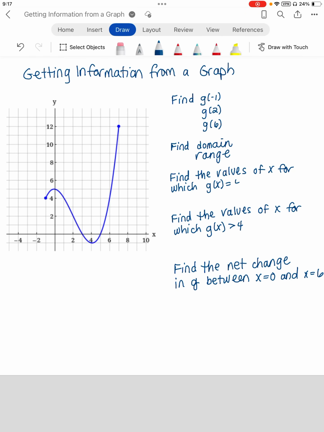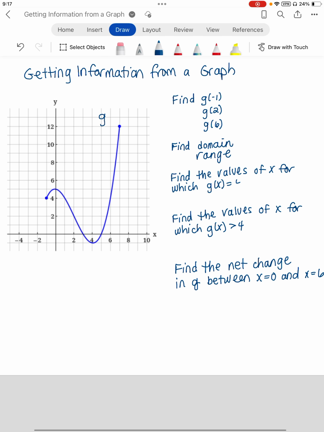In this video, we're going to talk about using a graph to get information about the function, okay? So you can see here we have this g of x function that's given to us in the graph. And this first set of exercises, they're asking us to find g of -1, g of 2, and g of 6. Now remember that these are input values of the function.